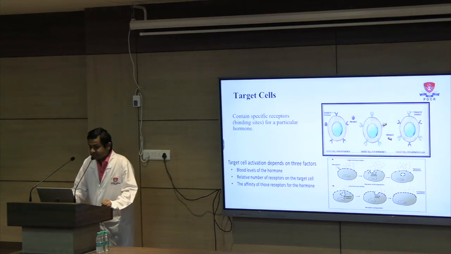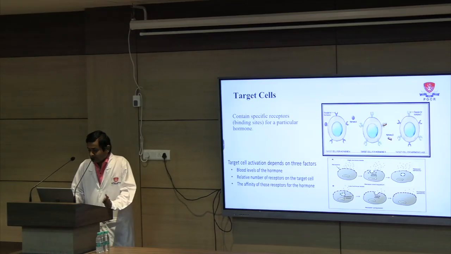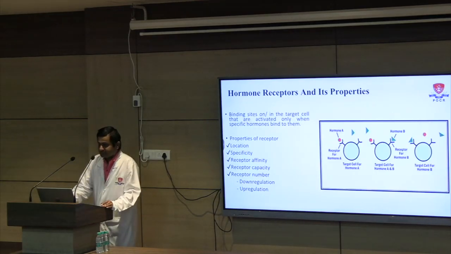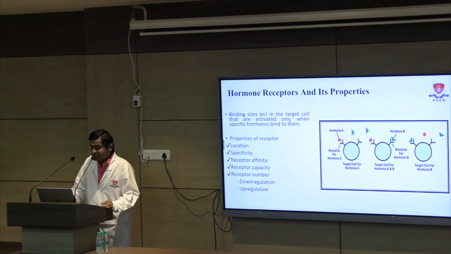Now what are target cells? Target cells refer to the cells that contain specific receptors for specific hormones. Once a hormone binds to the receptor, a chain of events is started in the target cell that unfolds and eventually impacts gene expression and protein synthesis. Now hormone receptors, which are the binding sites on the target cells, are activated only by the hormones.